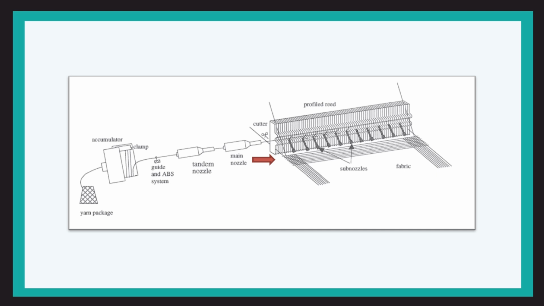Now the yarn enters into the profile reed. This profile reed acts as a channel for the yarn to traverse across the shed. Once the yarn enters into the shed, a series of relay nozzles are placed at proper intervals which provide high air velocity across the shed. Now once the insertion is complete, the cutter cuts the yarn and the air is turned off.